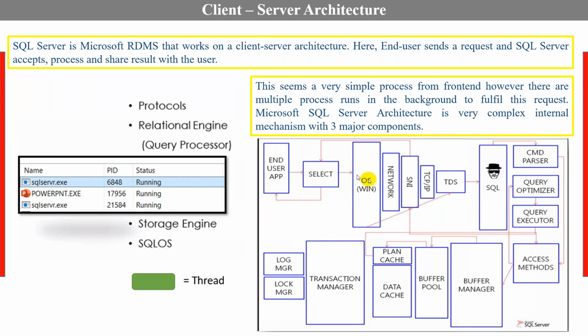So we have TCP/IP, named pipes, and shared memory. We have different protocols. Using these protocols, TDS, Tabular Data Stream, it will interact with our SQL Server. It is a topmost explanation. We'll discuss in detail what the key components are in the next slides. So using TDS, it will connect to the SQL.